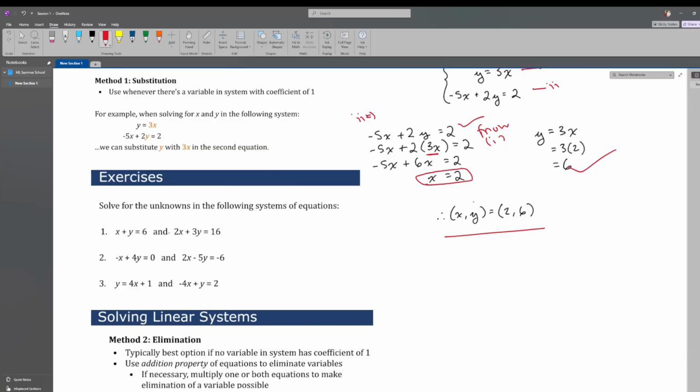x plus y equals 6 and 2x plus 3y equals 16, minus x plus 4y equals 0, 2x minus 5y equals minus 6, y plus 4x plus 1 and minus 4x plus y equal 2.